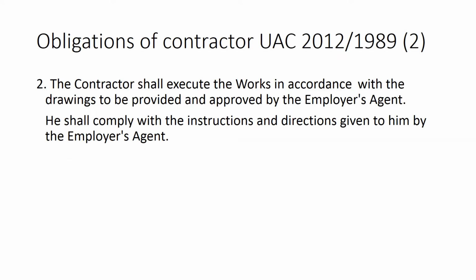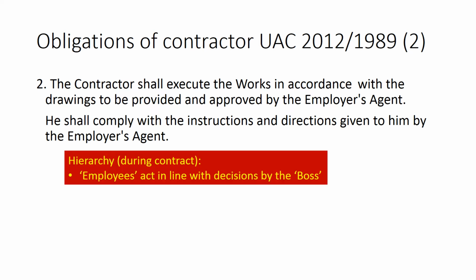Now this idea of hierarchy is present in this clause of the standard conditions. The contractor shall execute the works in accordance with the drawings to be provided and approved by the employer's agent, shall comply with the instructions and directions given to him. Of course, this is the idea of hierarchy during the contract, during the building process. The, so to say, employee, the constructor, has to act in line with the decisions of the boss, and of course the boss is the employer or his agent.